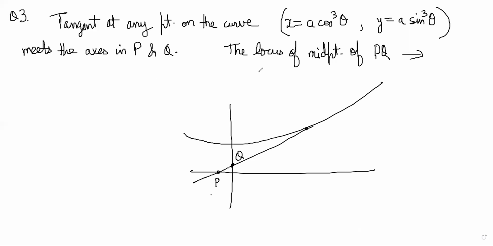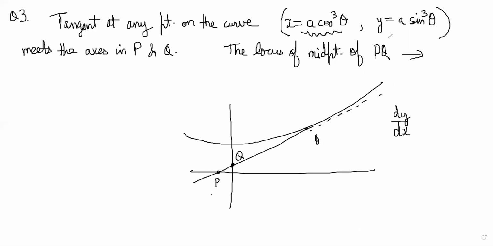Because if you know the tangent equation at any arbitrary point here, then you can find P and Q easily in terms of that point theta. So what do you need to be able to write the tangent equation? You need slope, right? You need dy by dx. So how will you find dy by dx here?